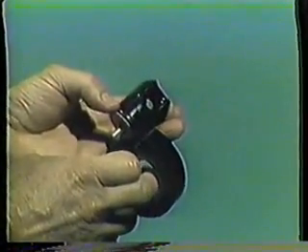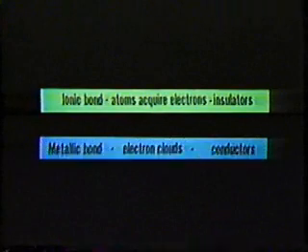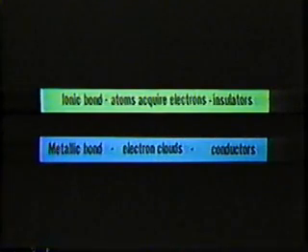There are no free electrons in insulators because in an ionic bond, the electrons of one atom are acquired by another atom and are tightly bound together. Remember, ionic bond, atoms acquire electrons. They're insulators. Metallic bond, electron cloud, conductor.